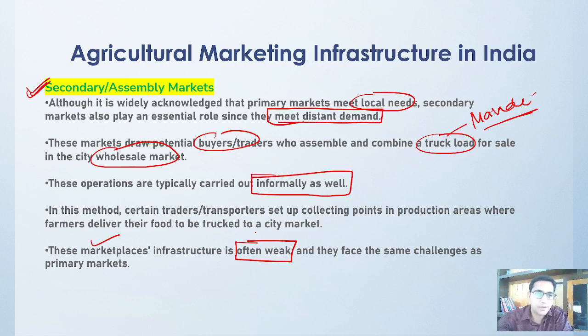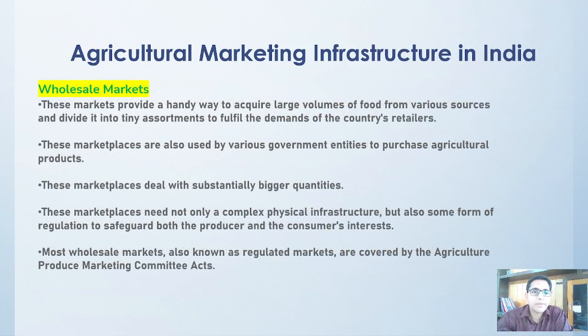Similar to the primary market. Then we are coming into the wholesale market. Here we have a large volume of food from various sources being collected. Based on that, sometimes auctions also happen over there.